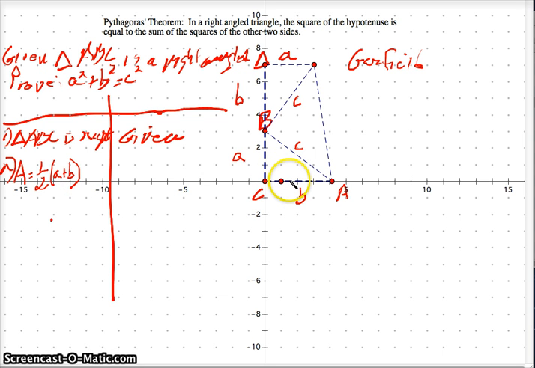The two bases added together. Base 1 plus base 2, which is actually A plus B. And we know that's right there. We can do that right there is the area of a trapezoid. Okay, that's the area of a trapezoid.